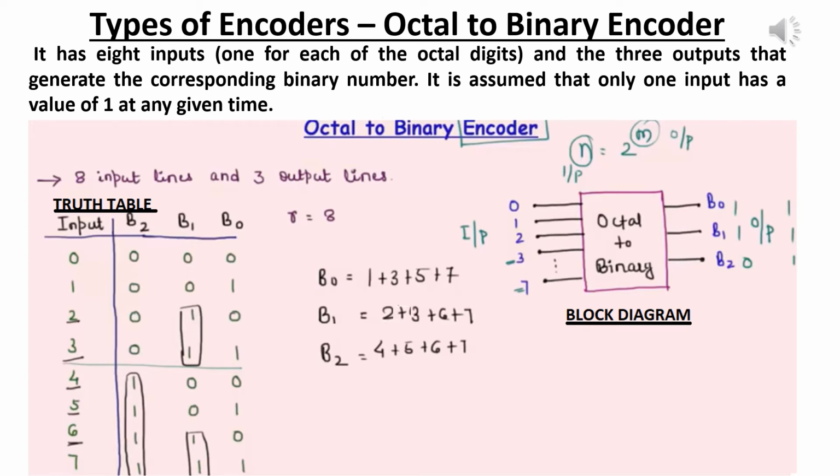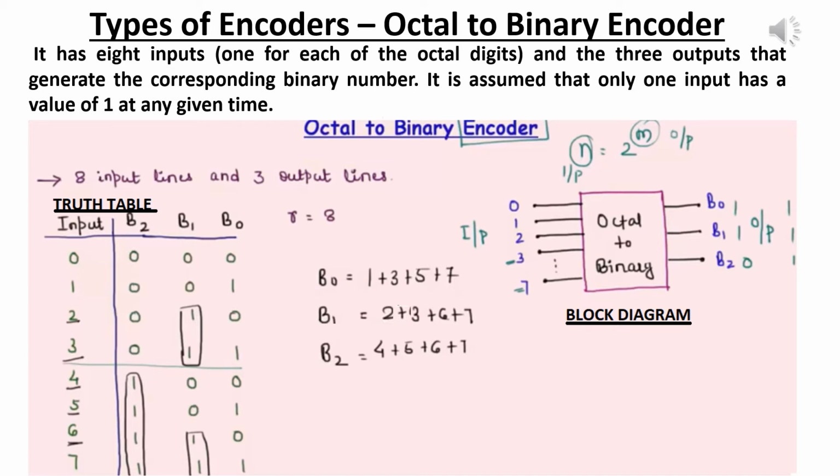You can look at the block diagram for this octal to binary encoder. In this block diagram, on the input side, we have 2 power 3 inputs, that is 8 inputs, and we are naming them with the digits 0 to 7. On the output side, we have 3 outputs, and we are naming them B0, B1 and B2. So the input is an octal number and the output is the corresponding binary value for the activated input octal number. Now you look at the truth table.